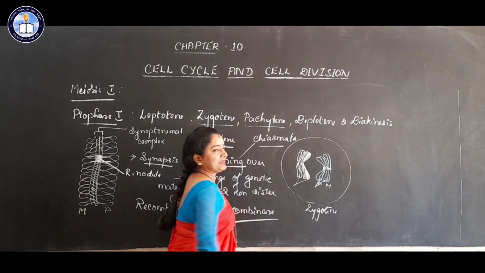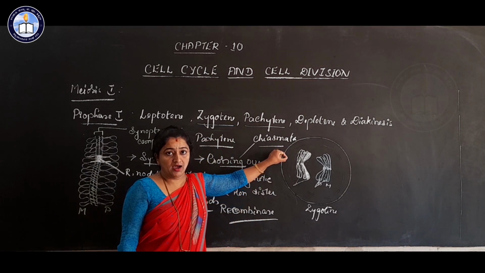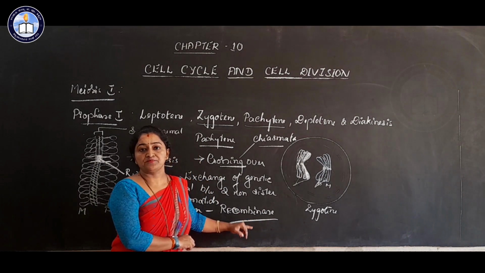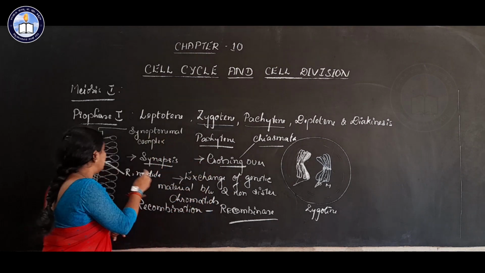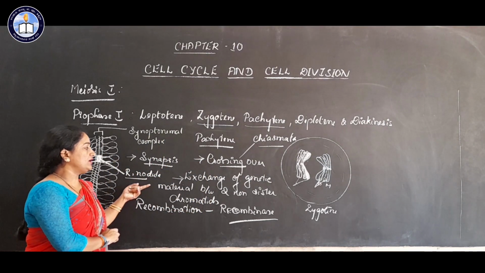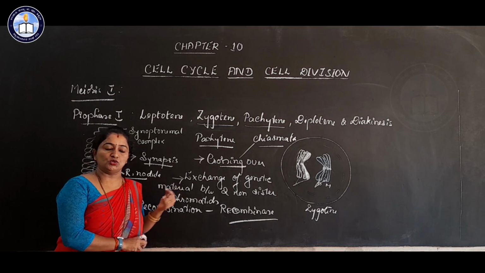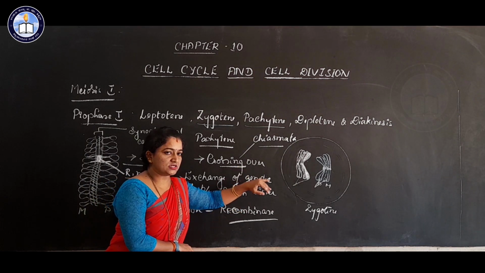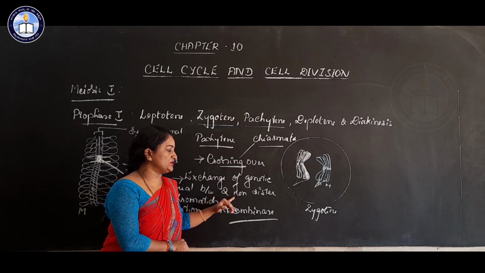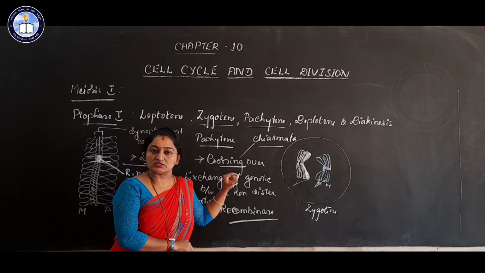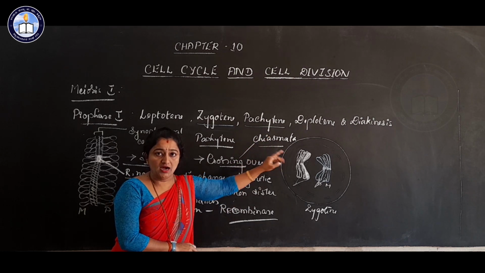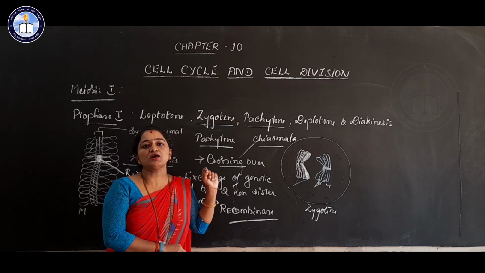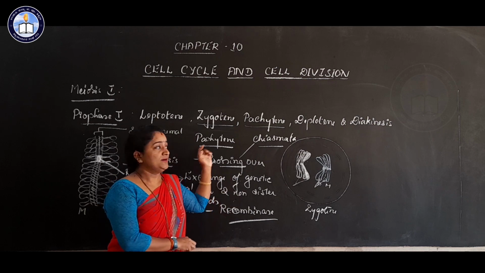The region where crossing over takes place is chiasmata, and that recombination is with the help of an enzyme called recombinase. The point where recombination happens we call a recombination nodule. Say this is about pachytene. I'll draw the diagram, note it down. What is crossing over? Exchange of genetic material between two non-sister chromatids. The point where crossing over takes place is chiasmata, with the help of recombinase enzyme, and at that point recombination nodules are formed. This is the identification point for the pachytene stage.